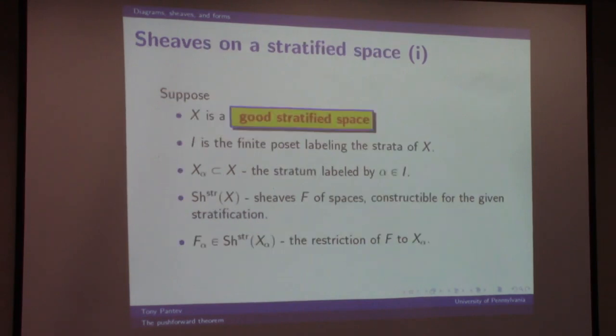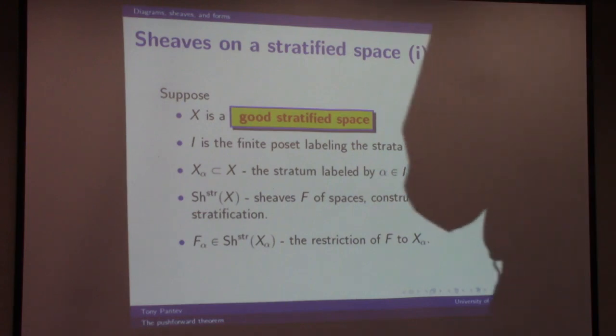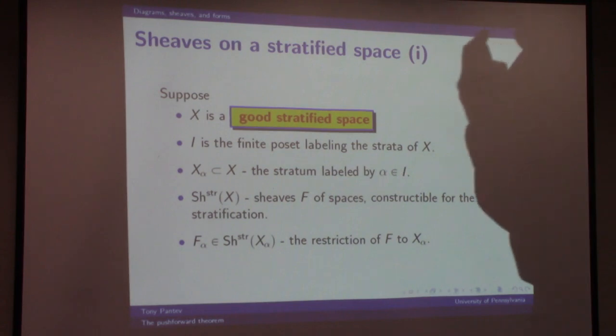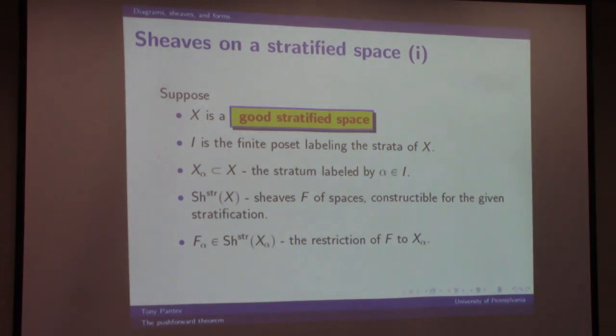Suppose that we have a good stratified space, and I'm not going to explain what good is. These yellow things, if you click on them, actually have an explanation. You can go look at the slides. So suppose that you have a nicely stratified space, and I is going to be the finite partially ordered set that labels the strata of X. Being good will mean, in particular, that the stratification is finite.